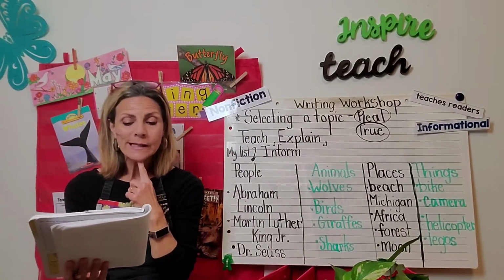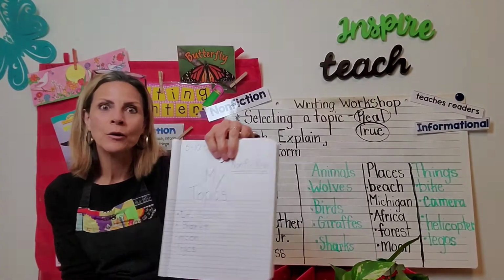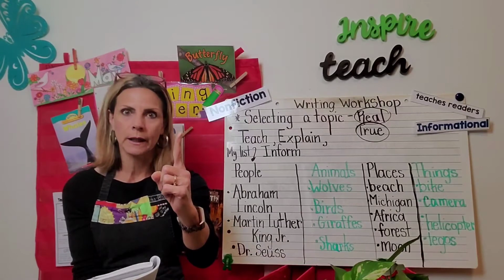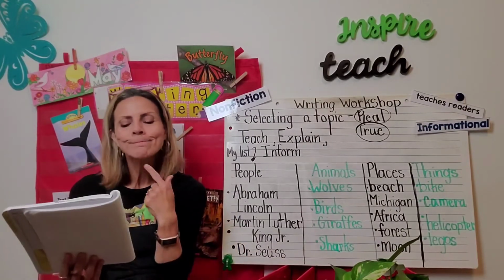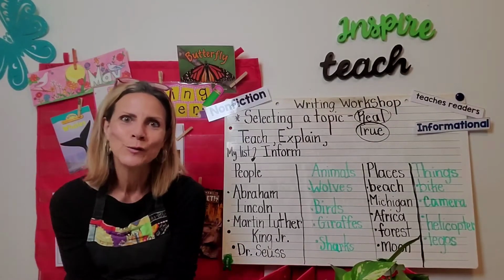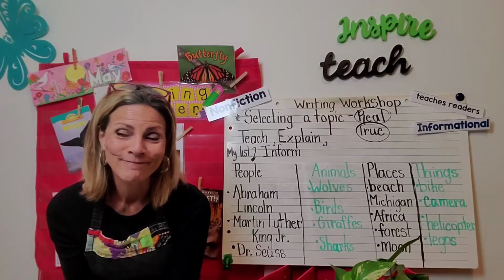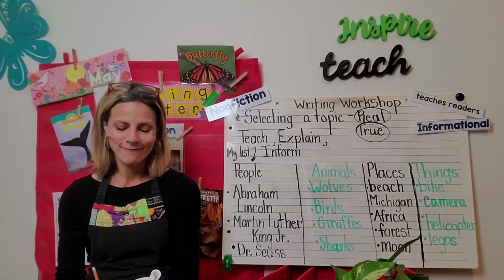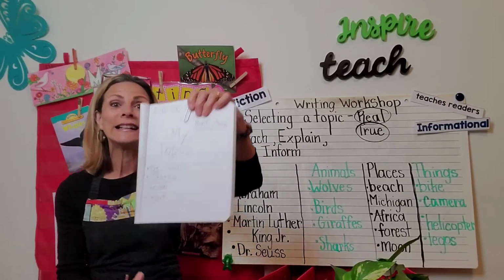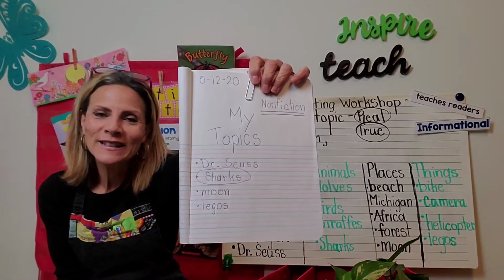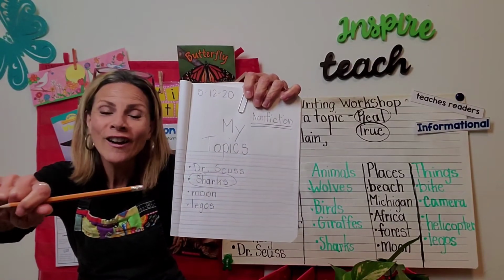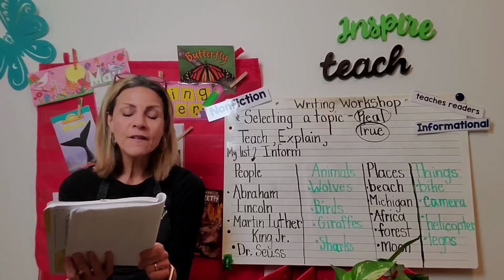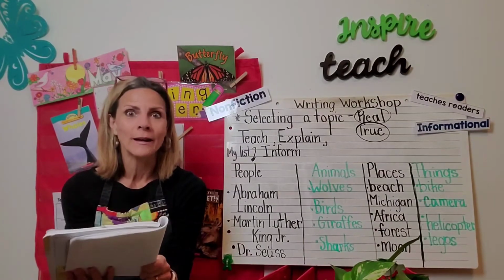Now, even though I've narrowed that down to four, now I have to select just one. I'm going to focus on one topic. What would you do? What do you think I'm going to do? I'm going to circle. Did you guess I would select sharks? Yeah. I'm going to research sharks. I'm going to find out more about sharks so I can actually write about them.